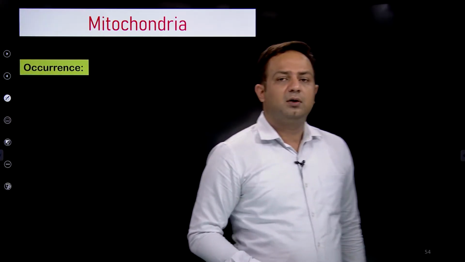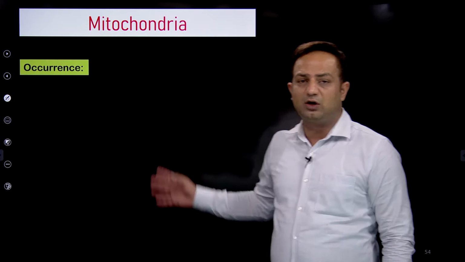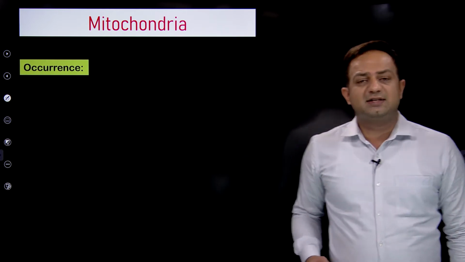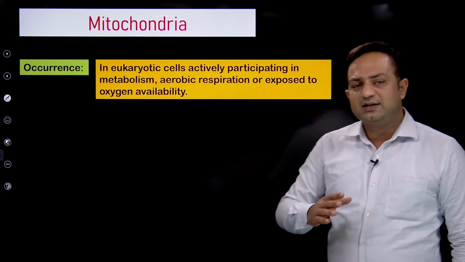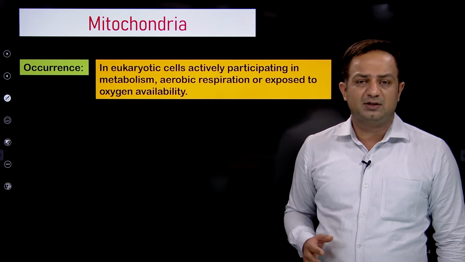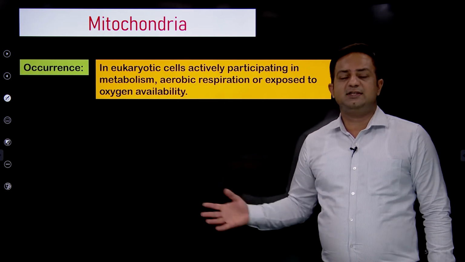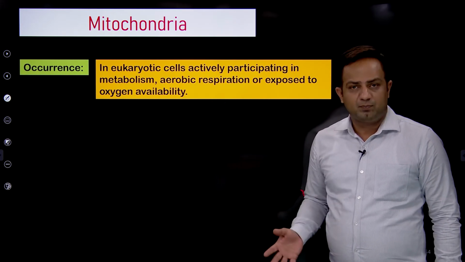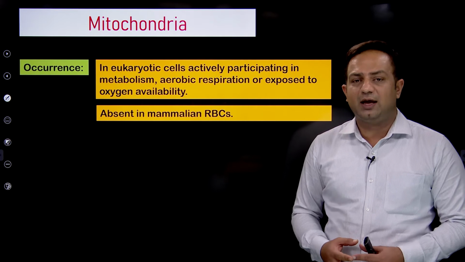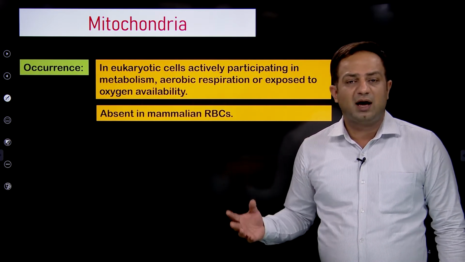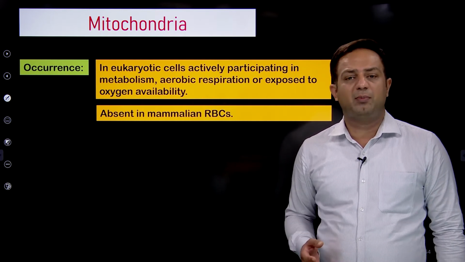So here we start with mitochondria. Mitochondria is the cell organelle that is performing aerobic respiration. Whether it is a plant cell or an animal cell, if they are performing aerobic respiration, means if the cells are exposed to oxygen, in those cases these cell organelles are present in them. Although mitochondria are actually absent in mammalian RBCs. The mature mammalian RBCs don't have mitochondria, and if a cell is not having mitochondria, it means it is not able to perform aerobic respiration.